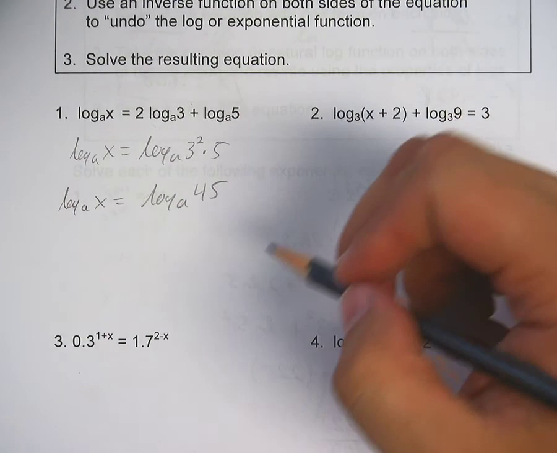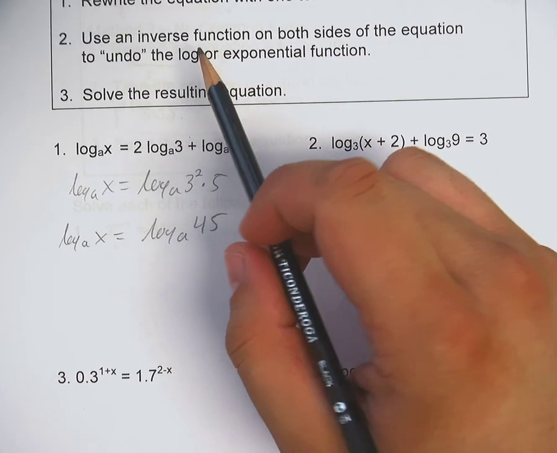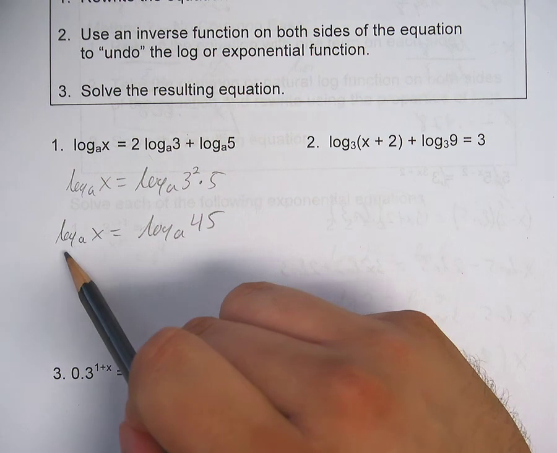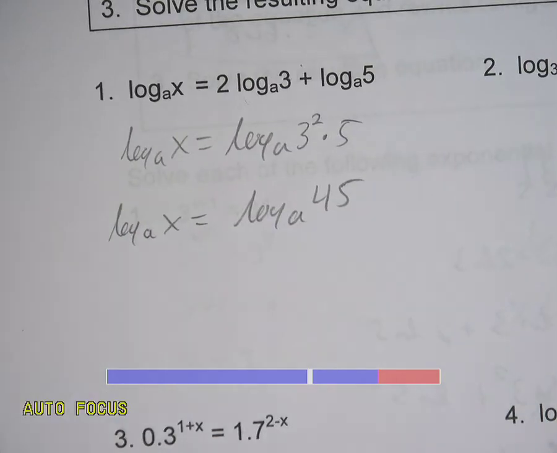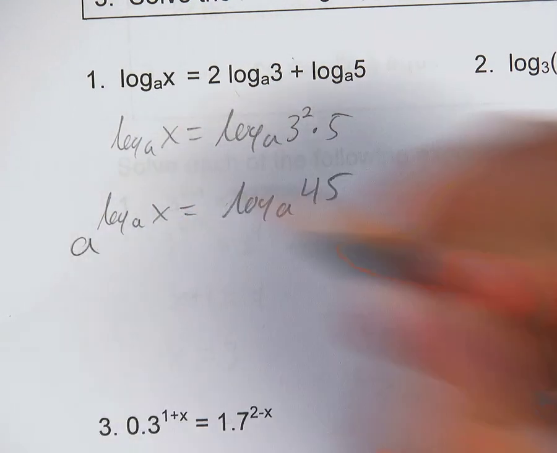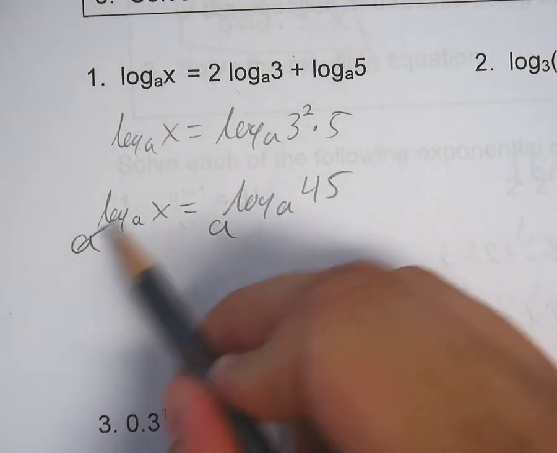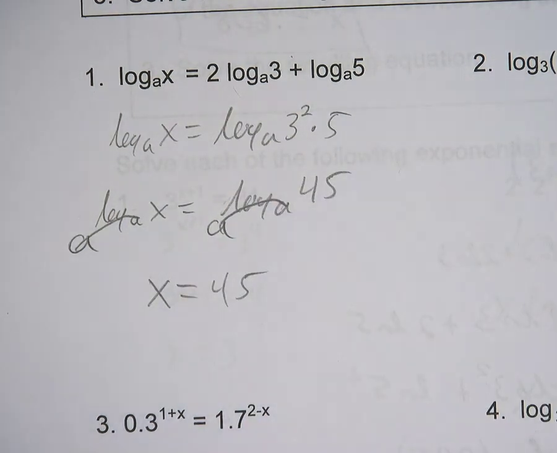And then it says to use an inverse function. This is step 2. Use an inverse function on both sides. So the inverse of log base a is the exponent. So using a base of a, I'm going to make both sides an exponent. And x is 45. So nothing new there. Just a couple of different scenarios for you.